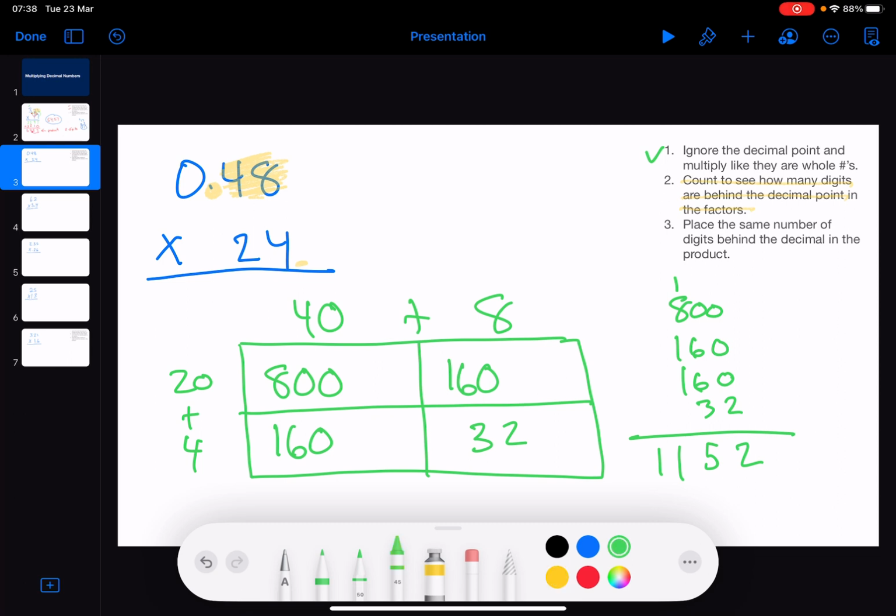So I come down to my answer, I'm gonna count 2, 5, right? So now I've got 2 digits behind the decimal point. The 5 and the 2 are behind the decimal point. And my answer is 11 and 52 hundredths. And if I think about that as an estimate, 48 hundredths is close to half, and 24 times half would mean half of 24, which is 12. So 11 and 52 hundredths is close to 12.